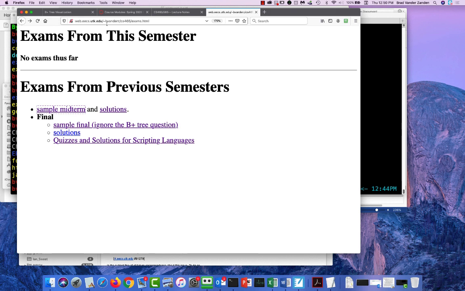Okay, so with that covered, we're going to move on to talking about something away from relational databases. We're going to be talking about the new kid on the block, which is NoSQL.